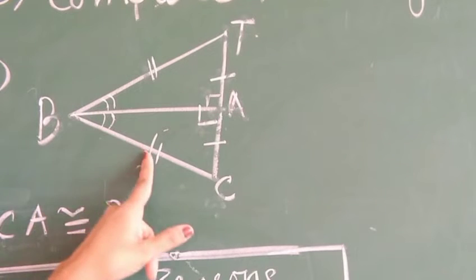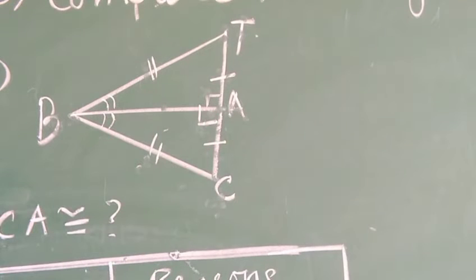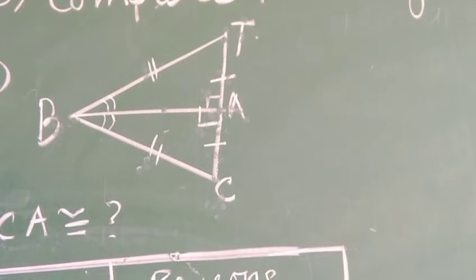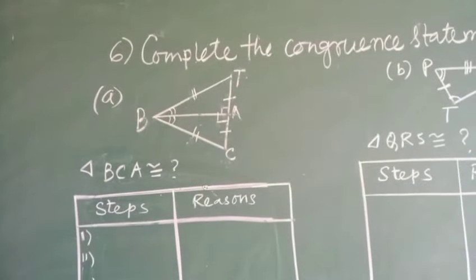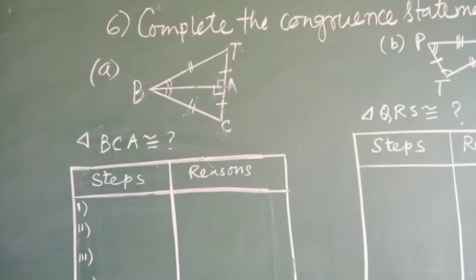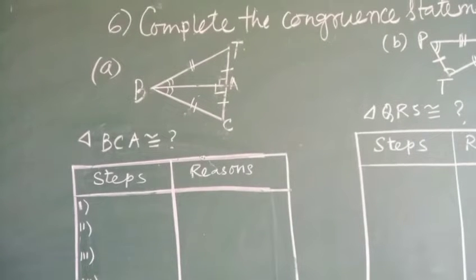So by using the S criteria, I can find out that these two triangles are congruent. Which two triangles are congruent then? BCA is equal to BTA. Now the statement and reason you have to write in this way.